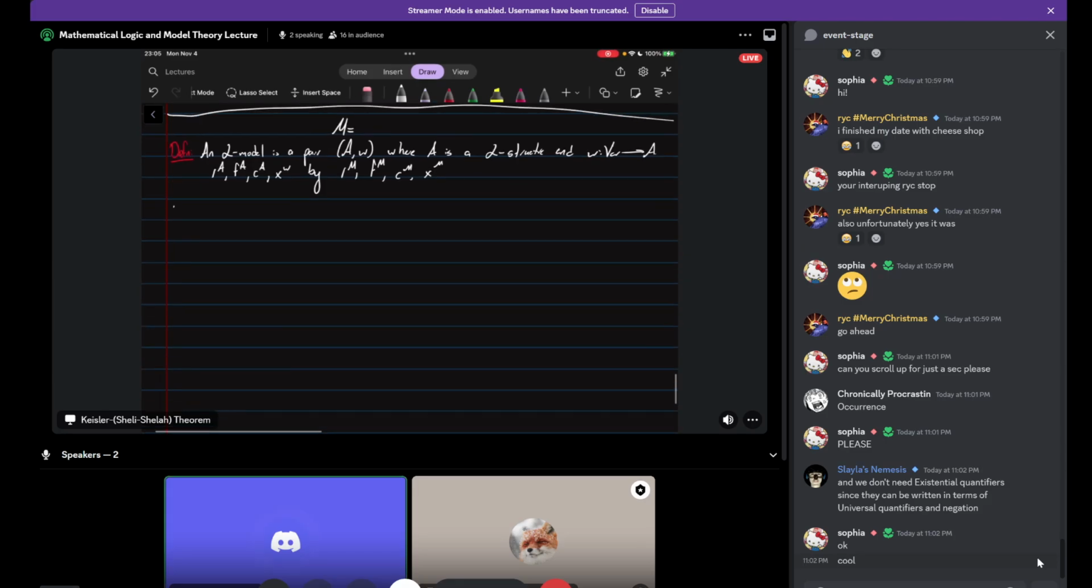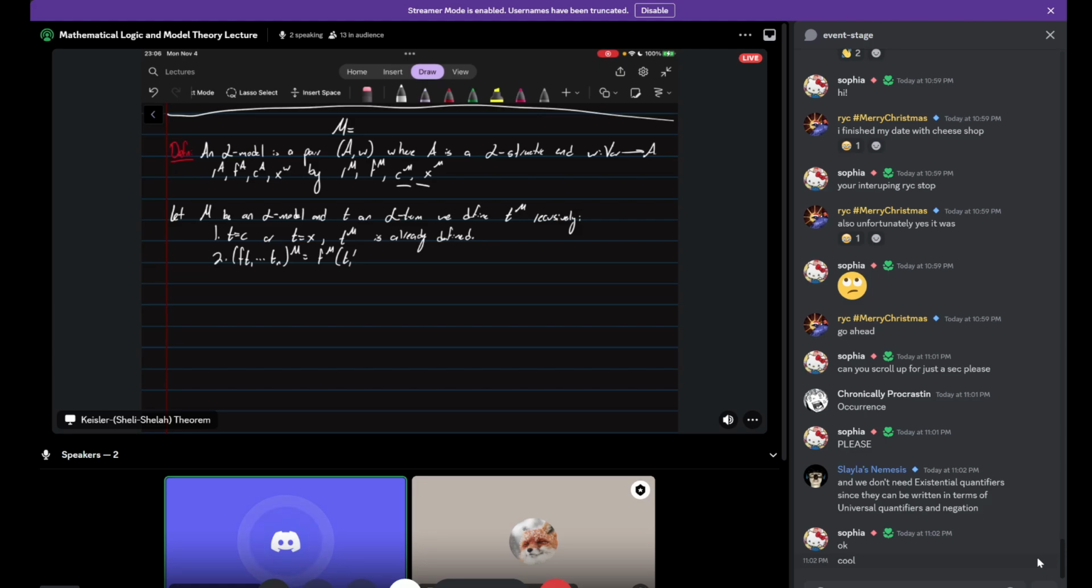Now, let M be an L model, and T an L term. We define the interpretation of T under M recursively. One, if T equals C or T equals X, T of M is already defined, right? Because we already have C of M and X of M. And our compound terms are just going to be interpreted by F of M applied to T1 of M through Tn of M.